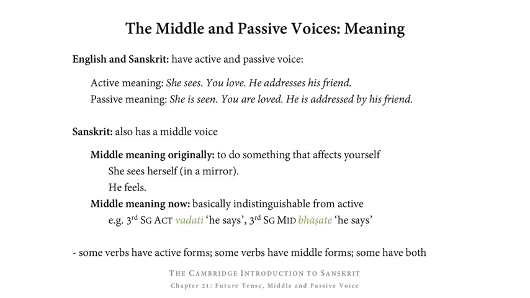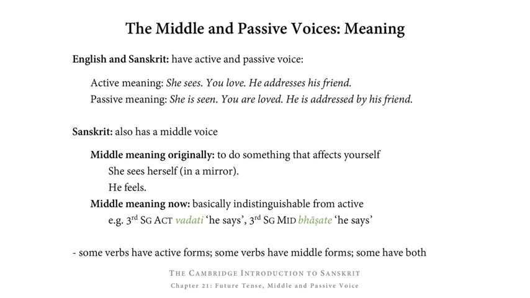To look at an example of this rather abstract account, there is a verb wadati, which we've already encountered, meaning he says, and wadati is a verb that has normal active forms. But then you will also encounter a verb bhashate, also meaning he says, basically no difference to the meaning of wadati. But this verb bhashate has middle forms. You can tell because the third singular ending isn't ti, but te. In its meaning, it's identical, it's indistinguishable from an active, but in its forms, it's different, it's middle.